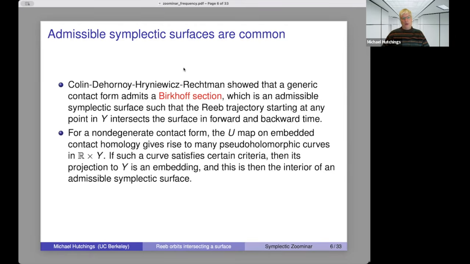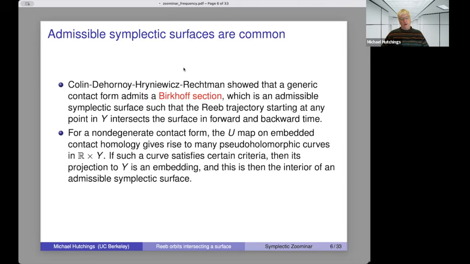Another way that they arise is if the contact form is non-degenerate, then there's a U map, an embedded contact homology, which is a certain count of index 2 holomorphic curves. And this is known to always be very non-trivial on the homology. So there have to exist a bunch of holomorphic curves which generate the U map, or which the U map is counting.